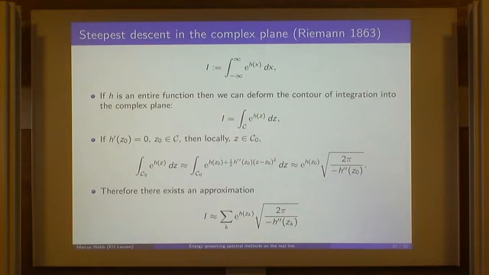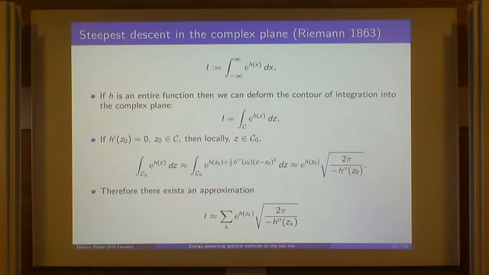So this is a super quick guide to steepest descent in the complex plane. The concept was invented by Riemann in unpublished notes. A lot of his work was in 1863. If you have an integral of the form e to the hx, where h is an entire function, by Cauchy's theorem you can deform the contour of integration. So rather than integrating solely along the real line, you're integrating along the contour C.